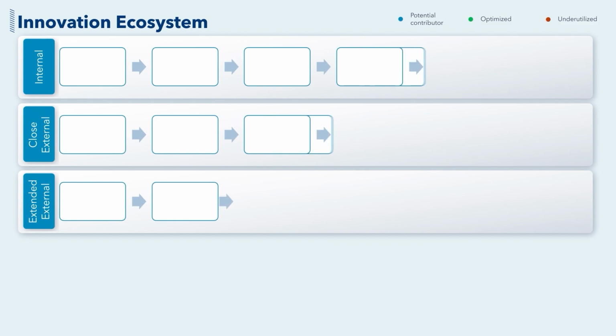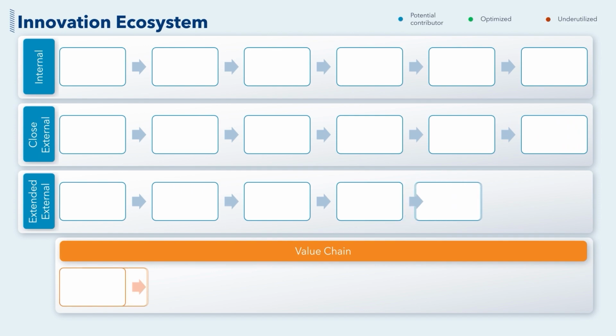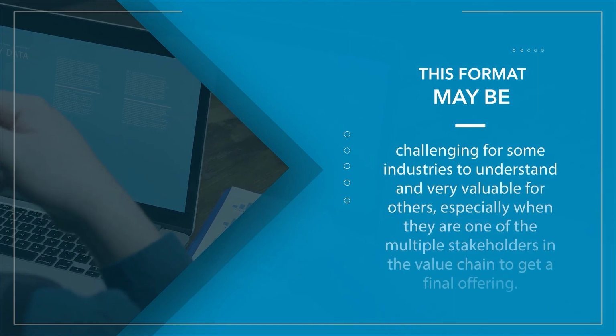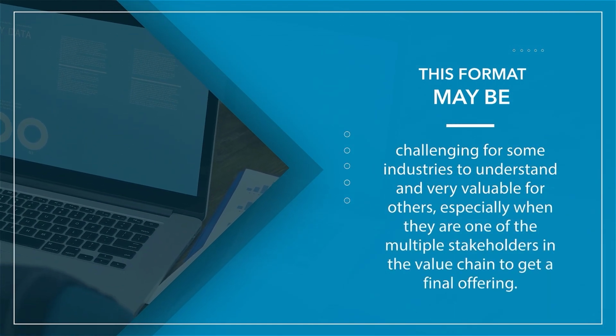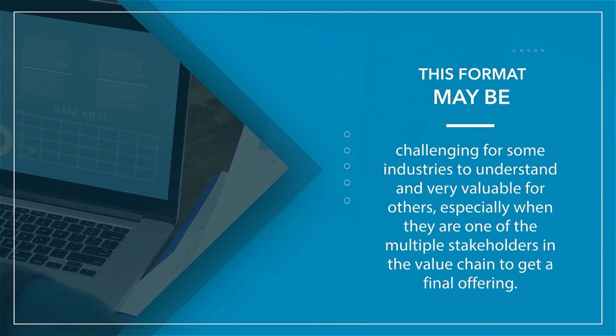This tool maps the innovation ecosystem by referring to the value chain. The process aims to map all the stakeholders in the value chain and link them with the innovation ecosystem. Determining the close external and extended external layers allows us to see how the value chain is driven by the ecosystem they belong to and know where the members are as part of the value chain. This format may be challenging for some industries to understand and very valuable for others, especially when they are one of the multiple stakeholders in the value chain to get a final offering.